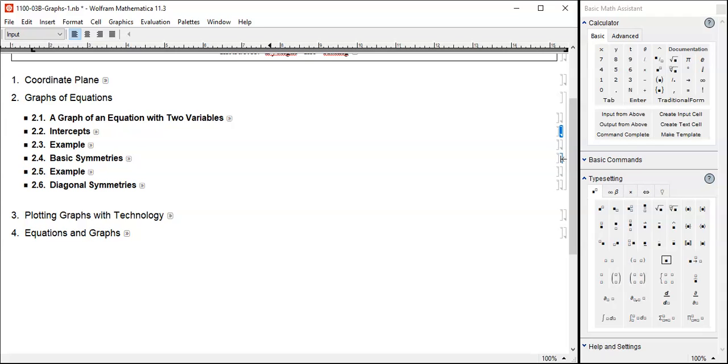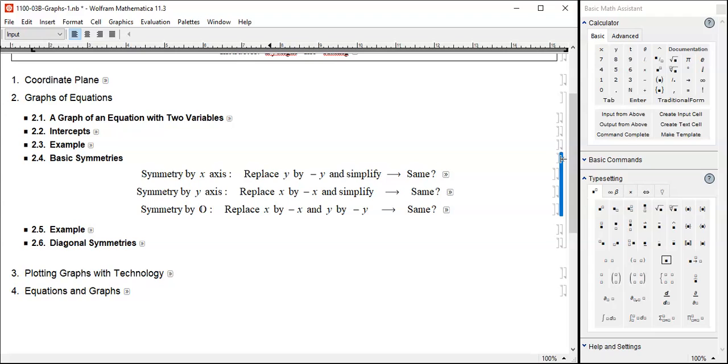Now let's go to another topic, symmetry. There are two types of symmetry that we want to consider here. Basic symmetries, which is 90%, and then diagonal symmetries, which we'll come back and discuss a couple of months later. Basic symmetries first. Symmetry by the x-axis, and algebraically that is replacing y by negative y. Symmetry by the y-axis, next one, replacing x by negative x. And then symmetry by the origin, replacing x by negative x and y by negative y.